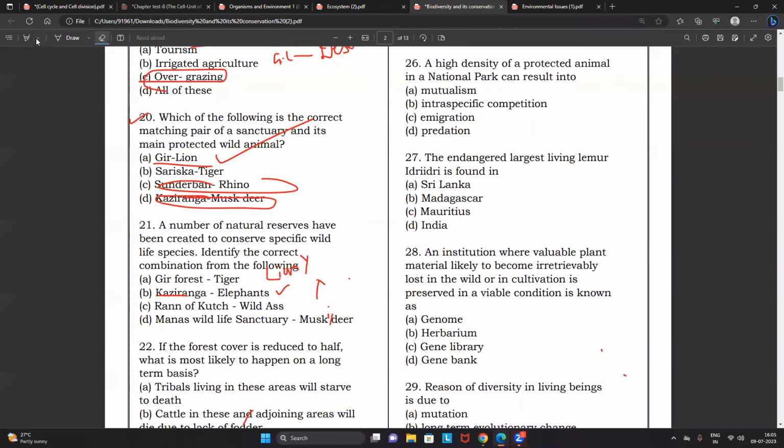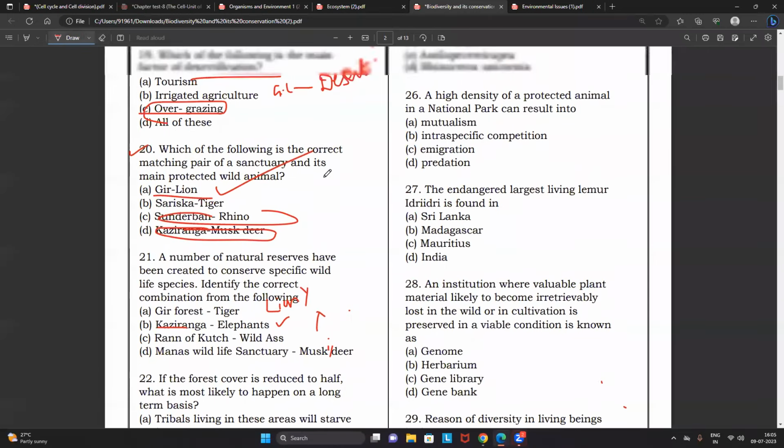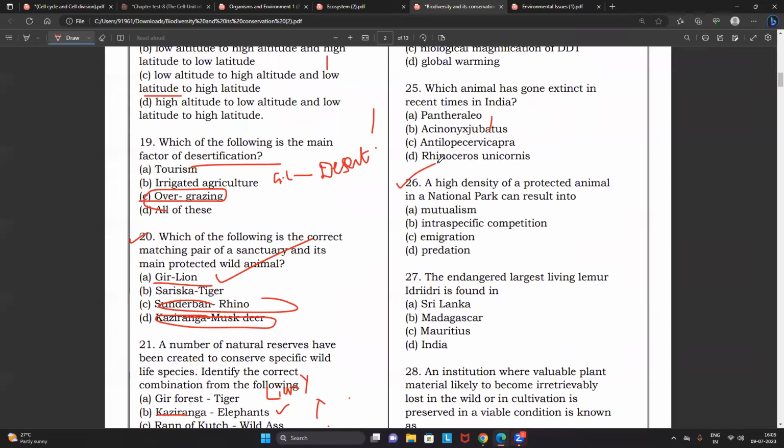Just give me 1 minute. Question number 26. A high density of a protected animal in a national park can result in. Think it correctly, because biodiversity questions are very tricky questions. Once again, I want you to think, friends.